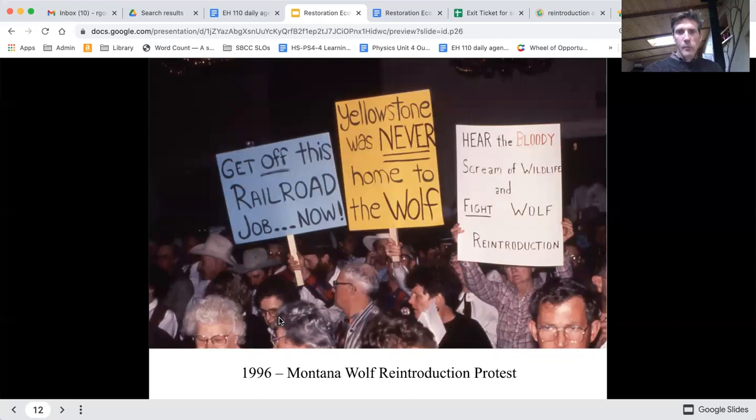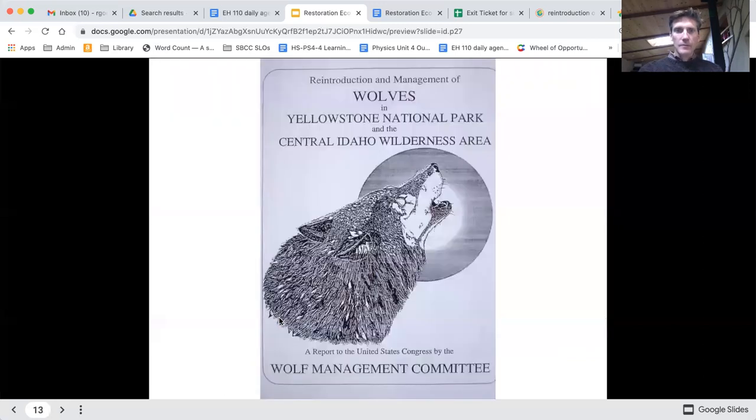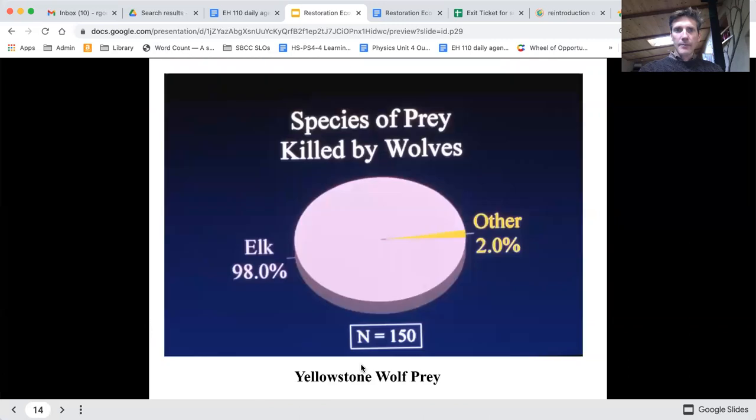But you can see here that there were a lot of protests around this time. And keeping in mind that for many people, their livelihood was being diminished by the presence of the wolves because it was cutting into their profits as ranchers. There were reports that were made to the government. And in the end, from some of the results of that research, most of the species of prey being killed by wolves was elk, 98%, as you can see here.